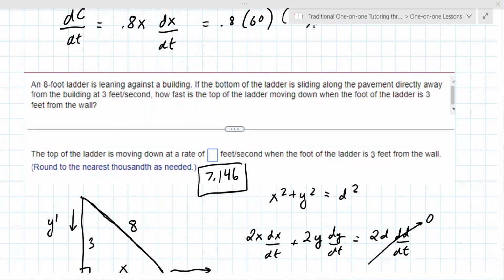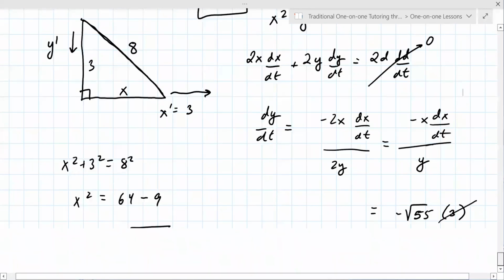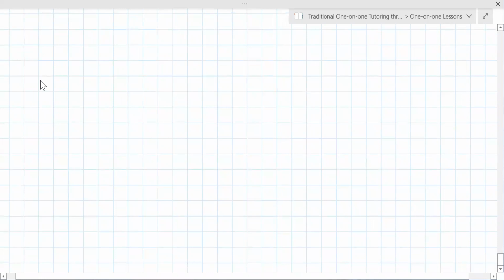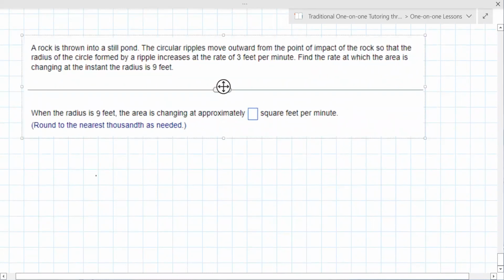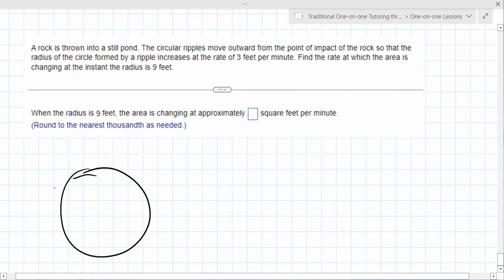A rock is thrown into a still pond. The circular ripples move outward from the point of impact of the rock so that the radius of the circle formed by the ripple increases. So the radius is increasing. That's r prime of 3 feet per minute. Find the rate at which the area is changing. So the area of a circle is pi r squared, and that's all we have to go off.